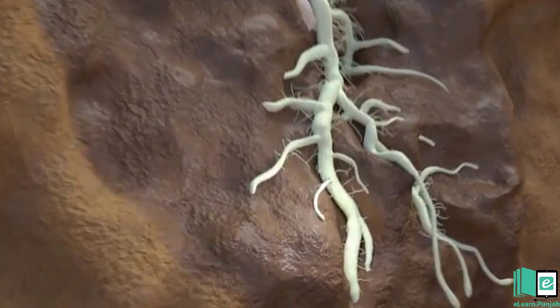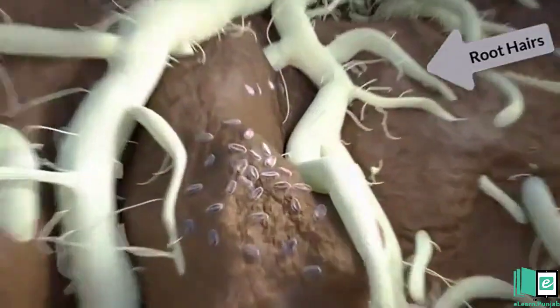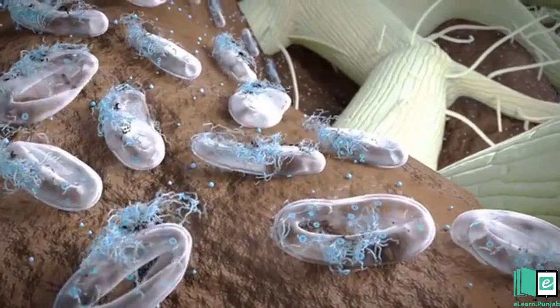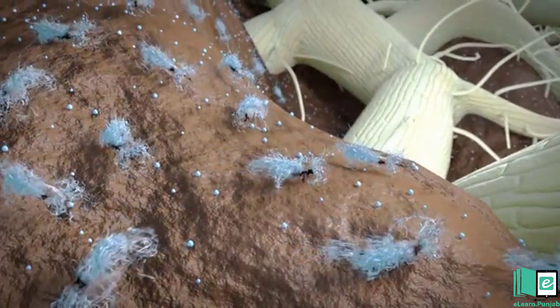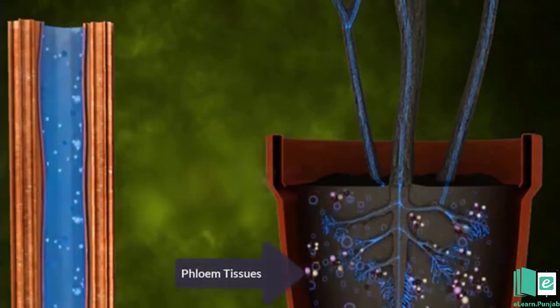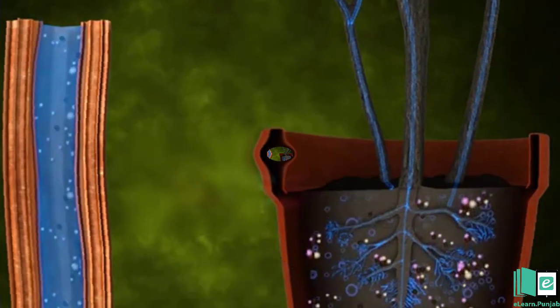The root hairs on the roots absorb water and minerals from the soil. Roots have xylem tissues to move water and minerals from the soil up through the stems to the leaves. Phloem tissues in roots help to transport food.